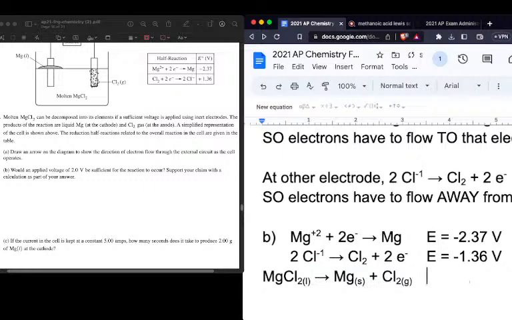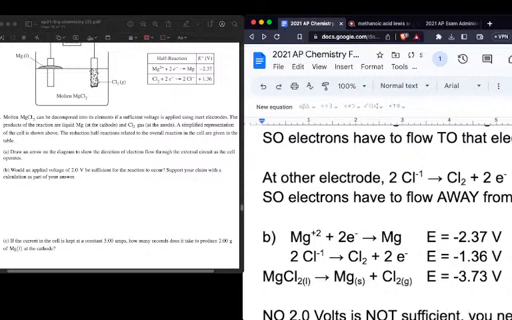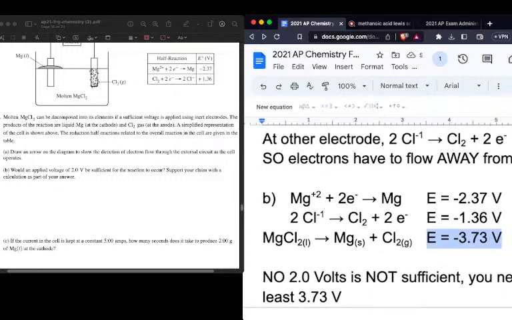But take a look at the overall E that you need. When you add these together, you get negative 3.73 volts. No, 2.0 volts is not sufficient. You need at least 3.73 volts to force this reaction to go forward. See? The negative here represents that you have to apply that voltage in order to make this happen. And to be completely honest, I think it needs to be a little higher even than that because of this thing called overvoltage. But you don't have to concern yourself with that.